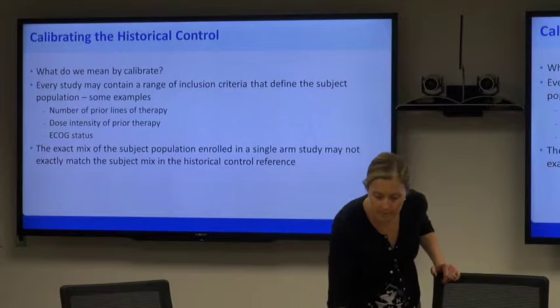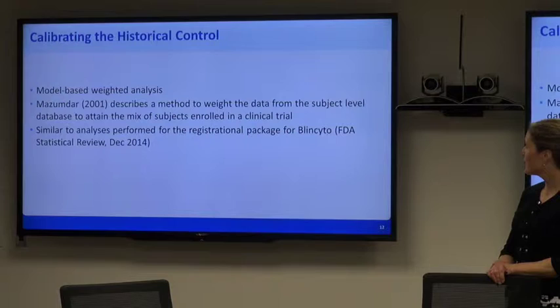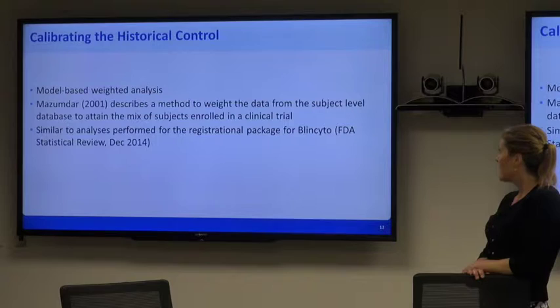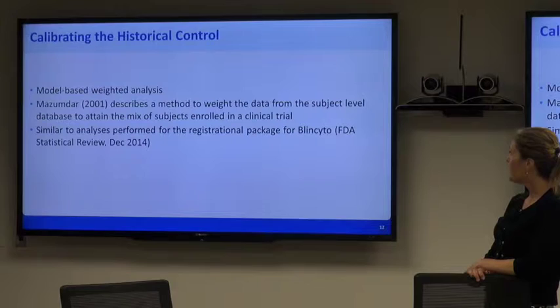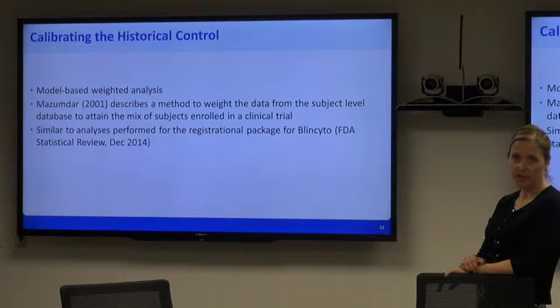Okay, so at least at this point, in how far I've gotten with reviewing some of this literature, the most comprehensive way I've seen of doing this is a method that was described in Statistics in Medicine in 2001. And effectively, what this does is a model-based weighted analysis. So you find important prognostic factors, and you stratify your retrospective database by those factors, and you sample from it in equal proportion to those factors in your study population. So that's the method in a nutshell.